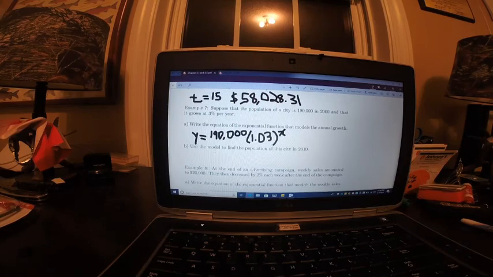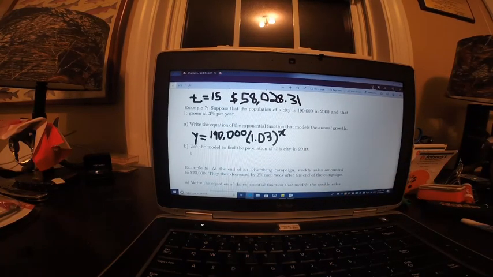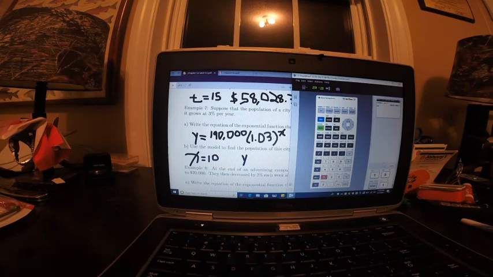B says use the model to find the population of this city in 2010. Okay, 2010 is 10 years after 2000. So x here that we're going to use is 10. Okay, that's obviously not your answer. Your answer is going to be your y value. So we need to plug 10 in for x here. Let's go to the calculator. 190,000 times 1.03 raised to the 10.